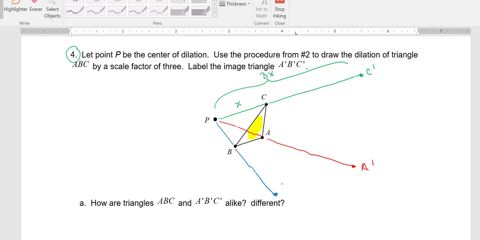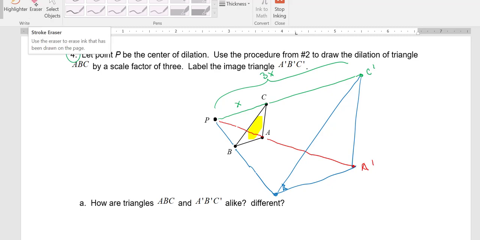My B prime will be down here. Connect the dots, and there's my new triangle. And hopefully you can see that I just basically blew up that triangle by a factor of 3. So this is the new triangle here. This length, the perimeter, is going to end up being 3 times the perimeter of this thing.